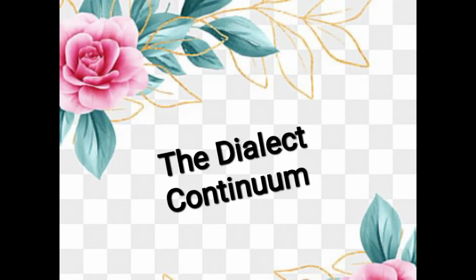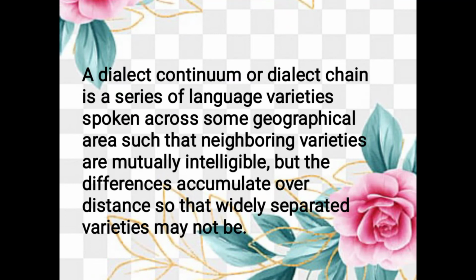The dialect continuum. A dialect continuum or dialect chain is a series of language varieties spoken across some geographical area such that neighboring varieties are mutually intelligible, but the differences accumulate over distance so that widely separated varieties may not be.